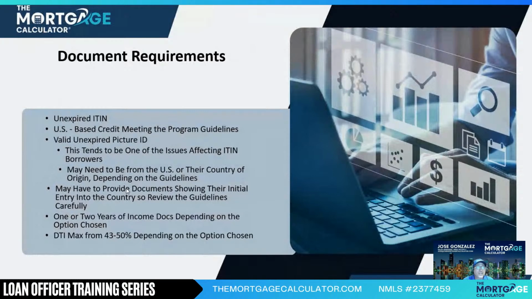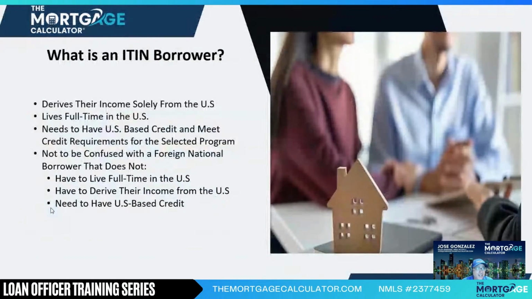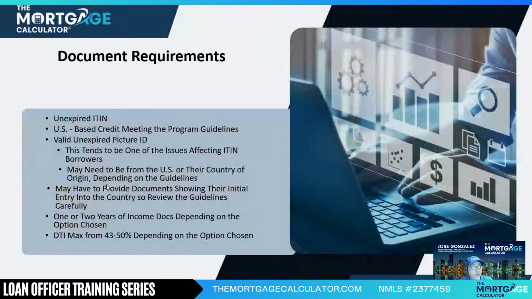So, what are some of the document requirements? Now, again, let me touch base a minute on the slide. Let's click back to that one, because it's a common mistake for an ITIN borrower to be confused with a foreign national borrower. That's why I stress the last point on how to not confuse them with each other, because it's pretty basic and obvious reasons why one is not the other, but it is a common confusion.